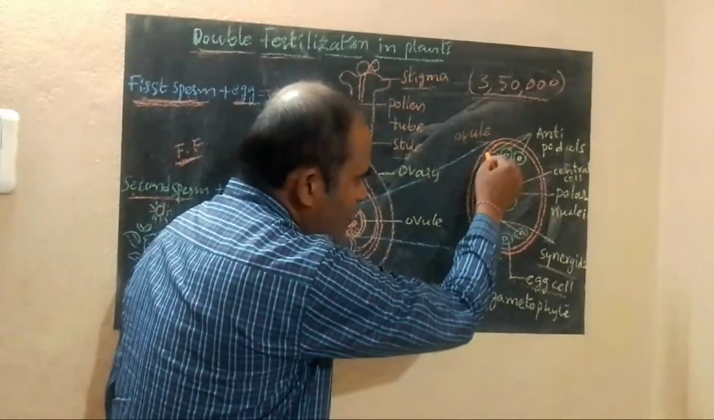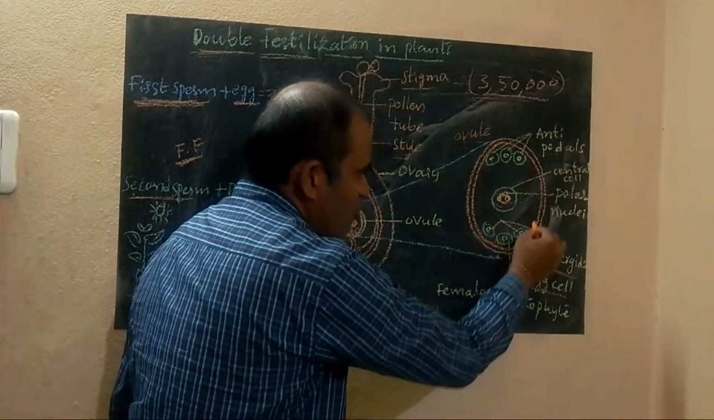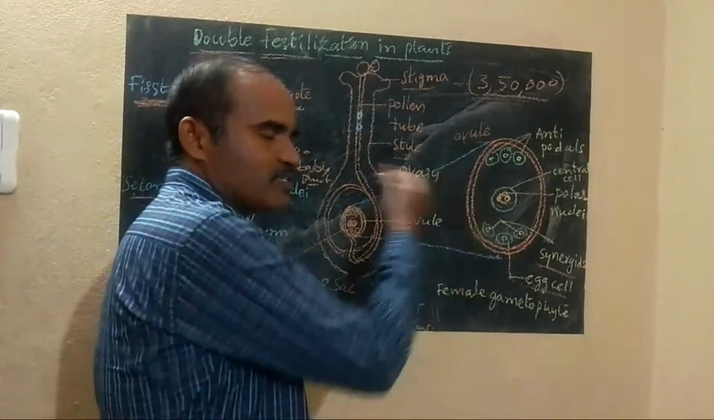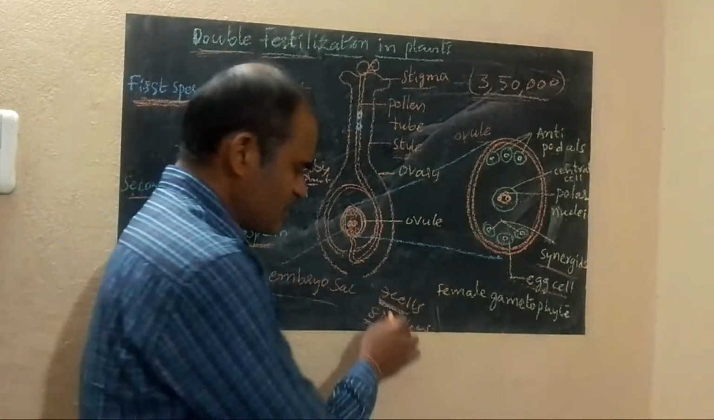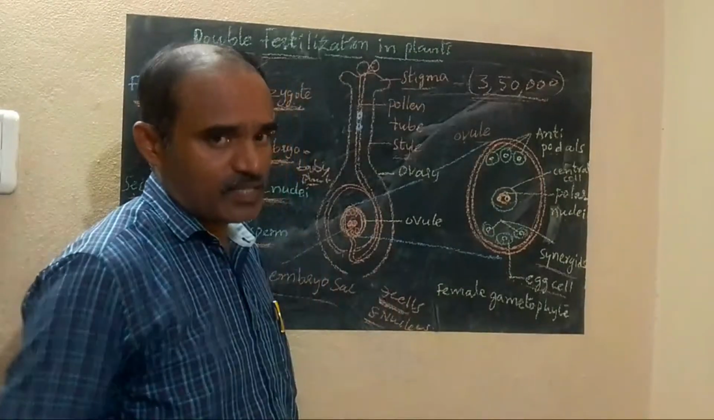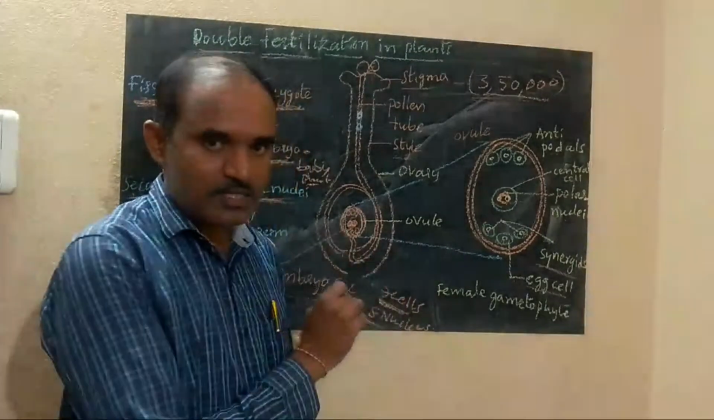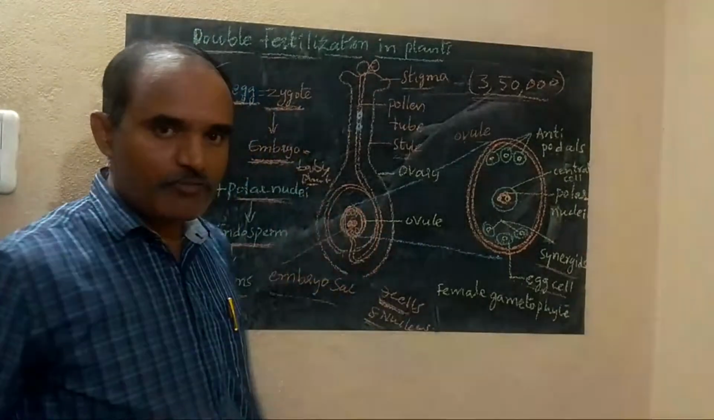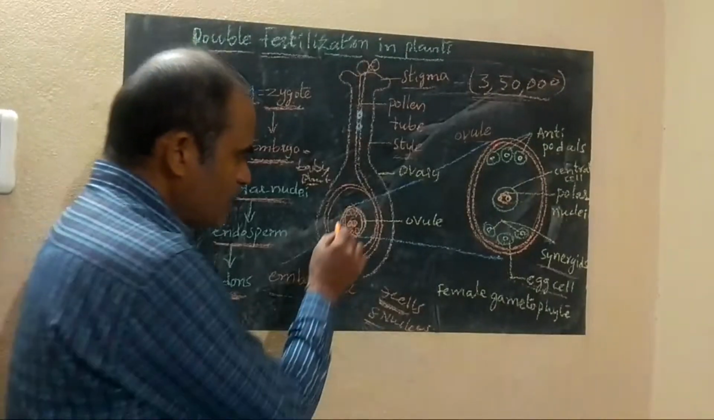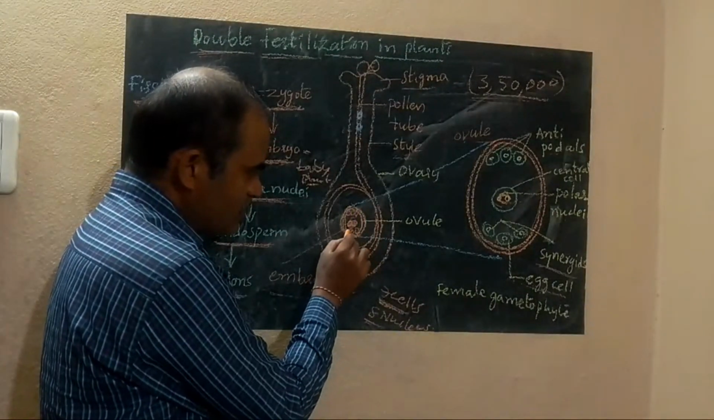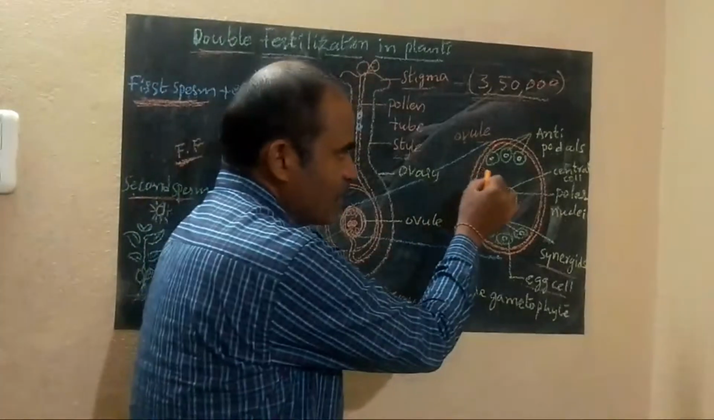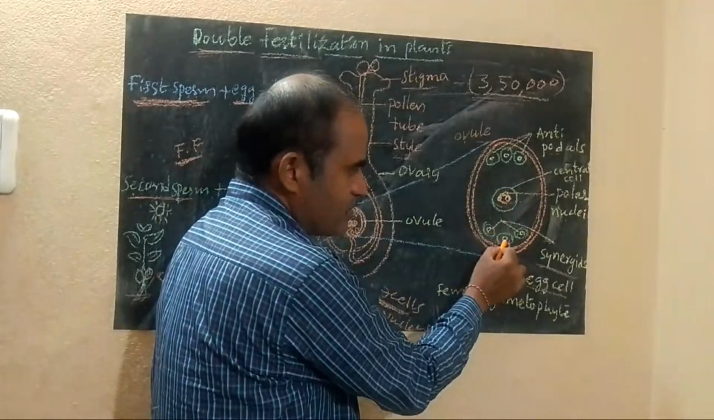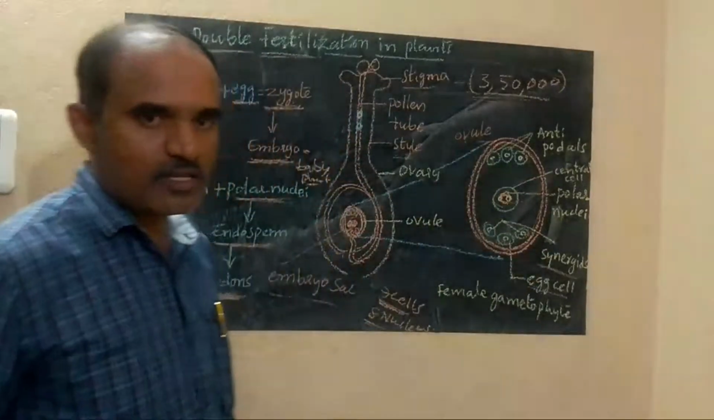This part of the ovule is called the embryo sac. The embryo sac consists of 7 gametophyte cells and 8 nuclei. We can count the number of cells in the embryo sac: 1, 2, 3, 4, 5, 6, 7. Total 7 cells are there.